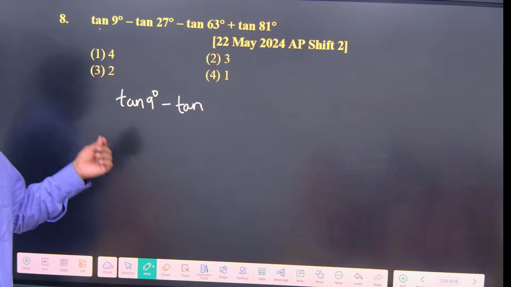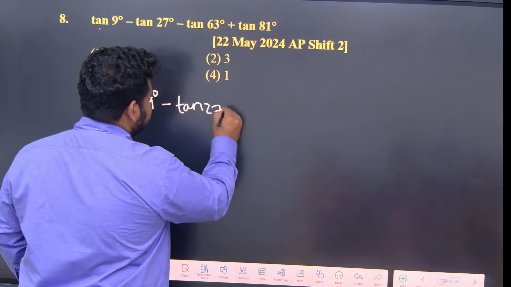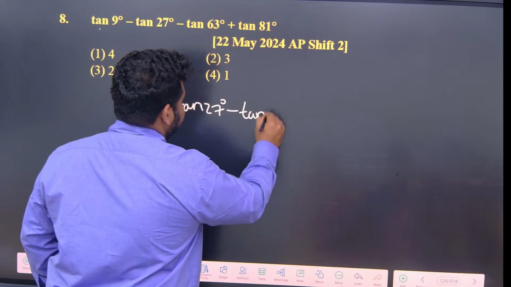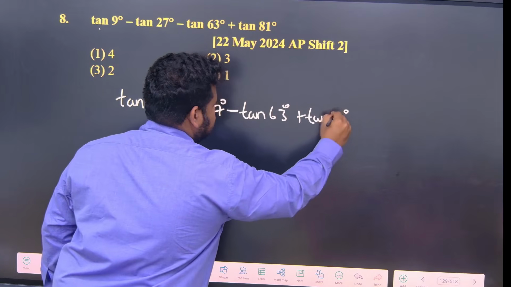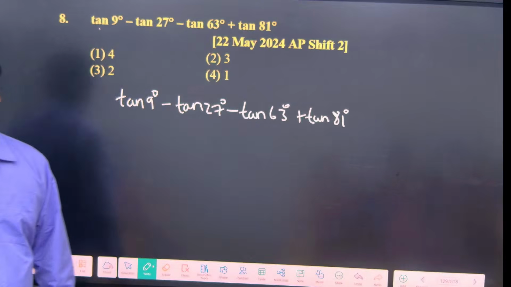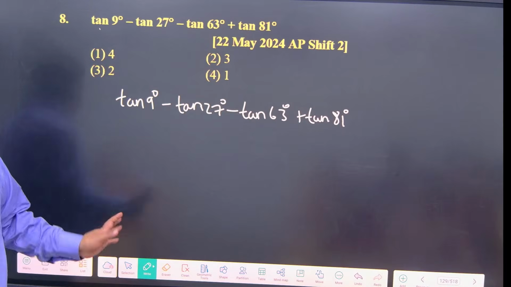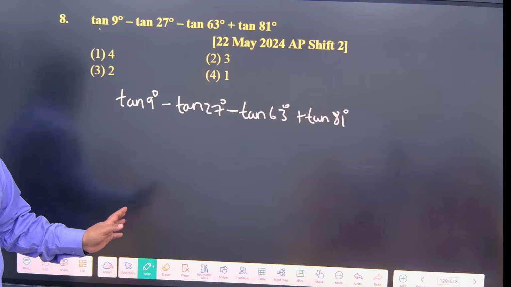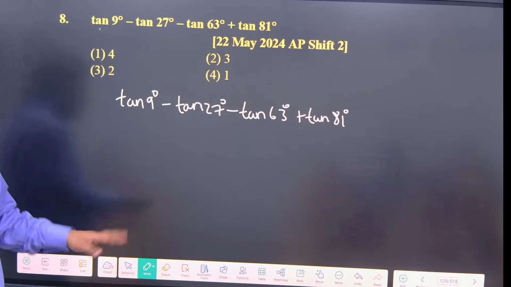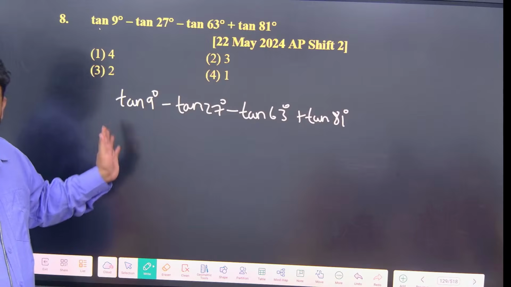So, tan 9 degree, tan 27 degree, tan 63 degree plus tan 81 degree. Let us write it like this. We have started with trigonometry. Yesterday we did one class. Today we are continuing from there. No need to worry. You watch that class again. I will share the link with you. Watch it again, you will understand. Then you can continue from here. But now you continue with this.